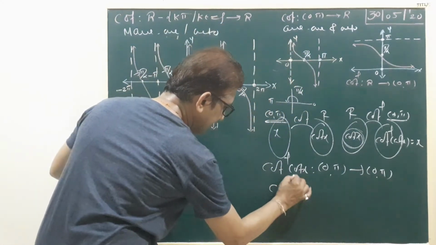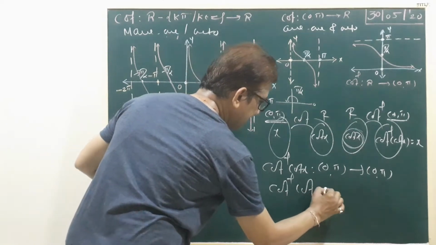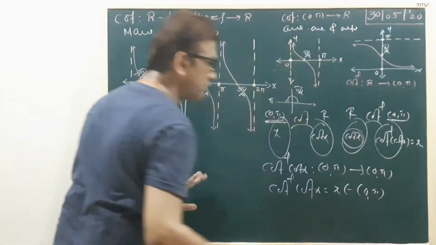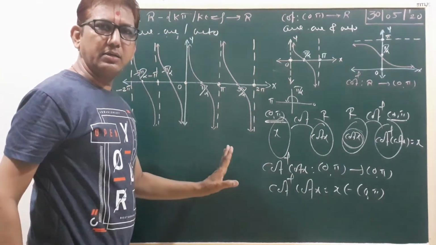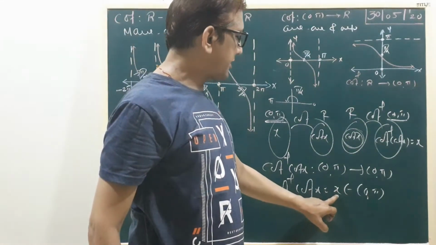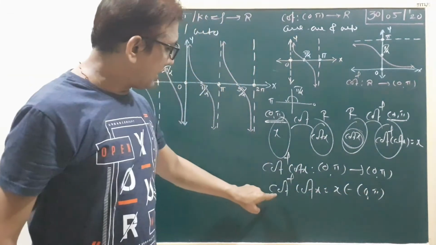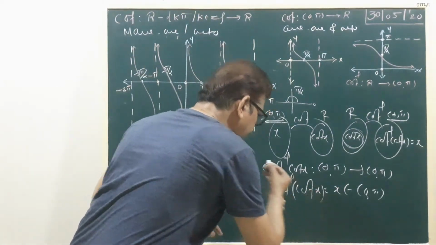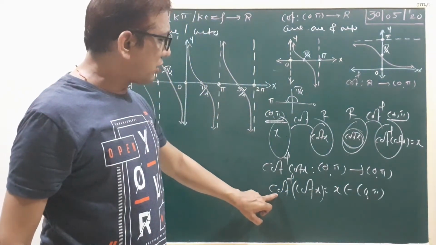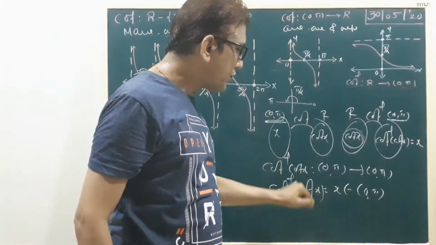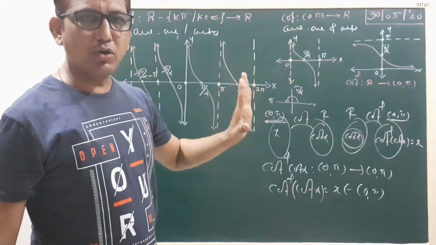Okay, so we write here cot inverse of cot x equals x, but x belongs to which interval? 0 to pi. Clear? So you remember it: cot inverse of cot x equals x, x belongs to 0 to pi. If the cot inverse is outside the bracket, the answer is always in the range of the cot inverse function.